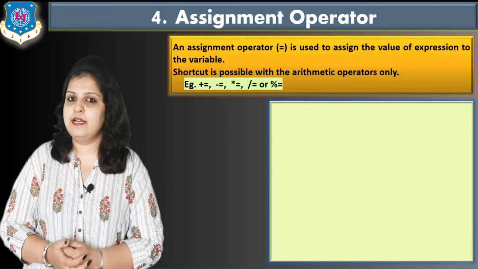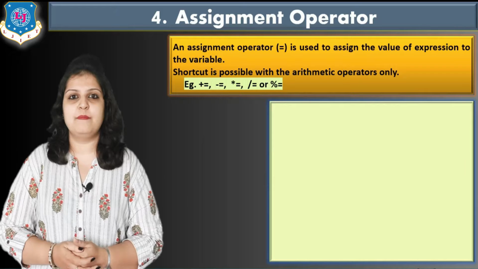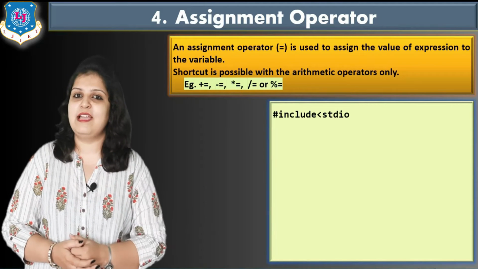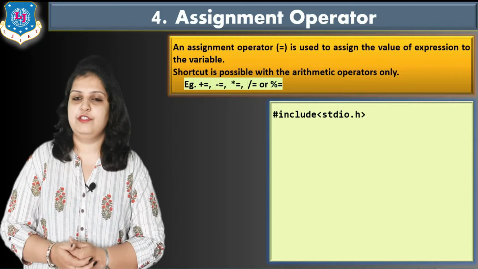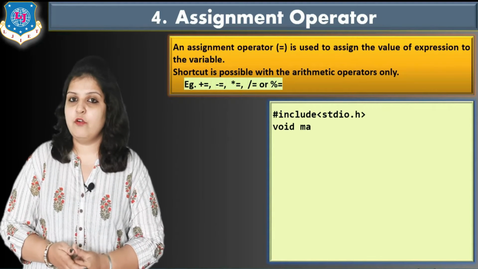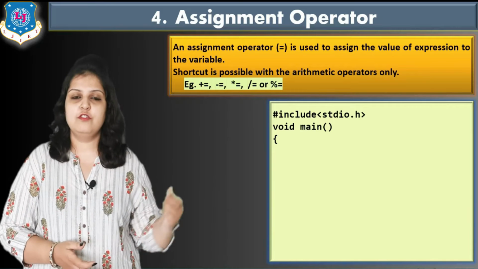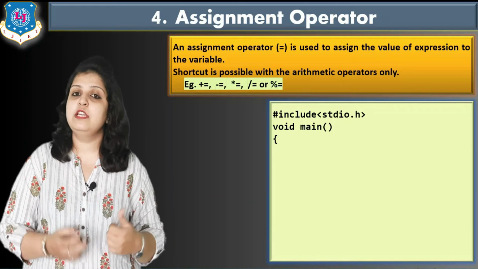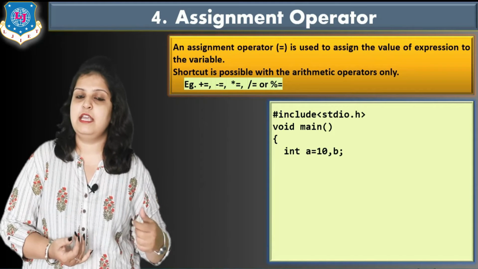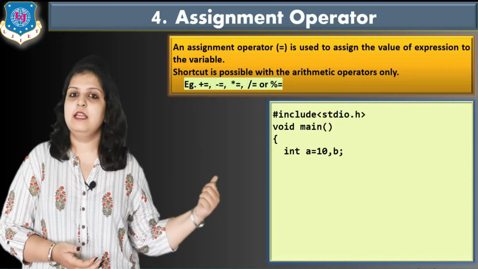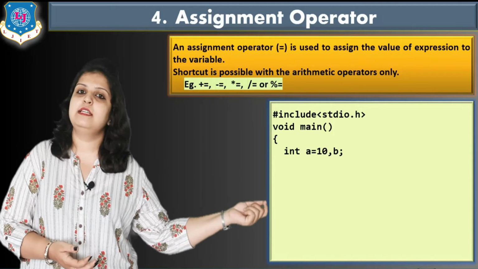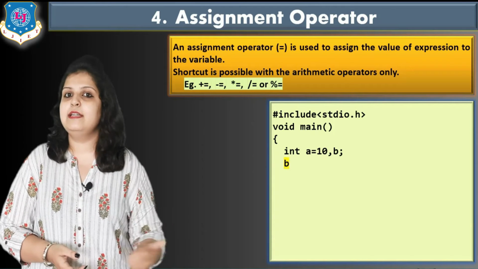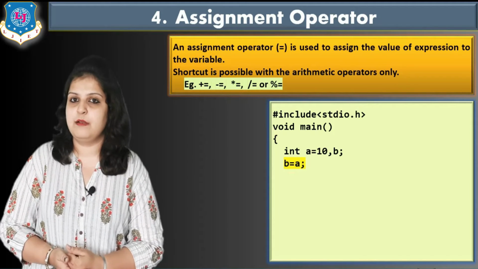And how can we write a program using assignment operators? Let's see one example. First of all, we have to include one library, that is stdio.h. Then after that we have to write the code in our main function. So in void main we have to write our code. Here I am using two variables. First, integer a is equal to 10. Here a is equal to 10 is nothing but assigning the value to our variable using our assignment operator. And then the second variable is the b variable.